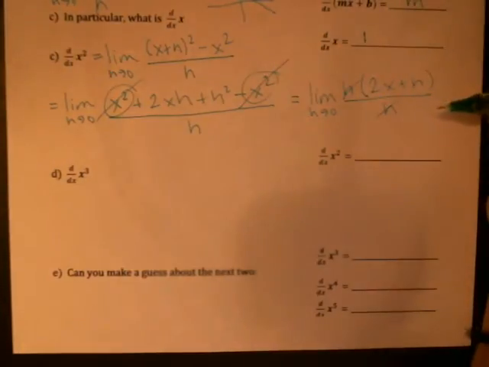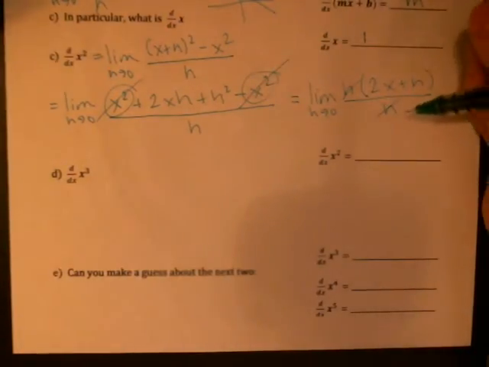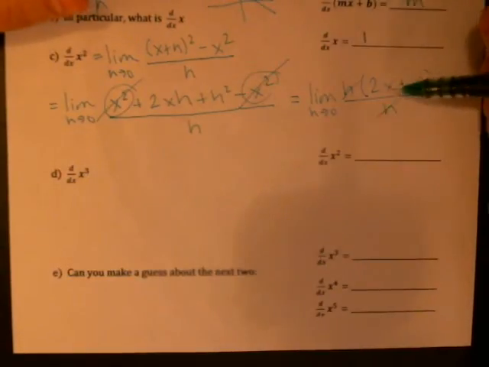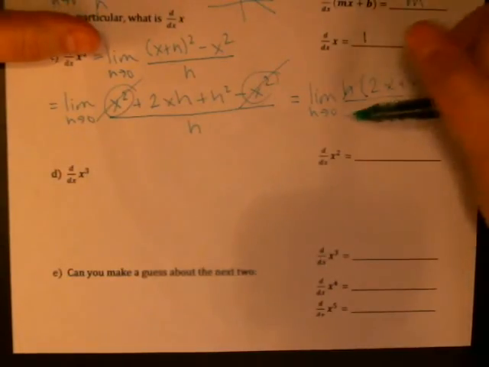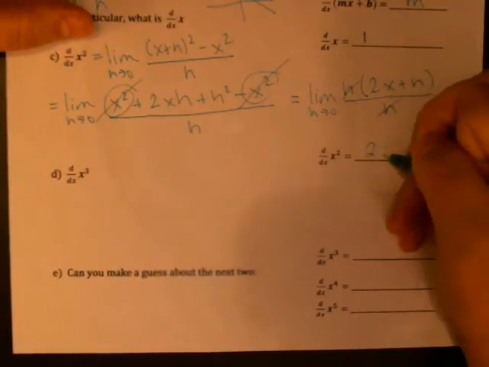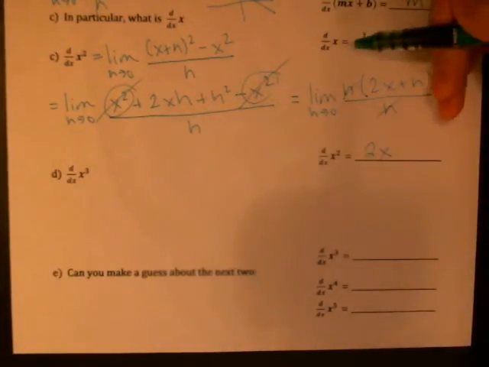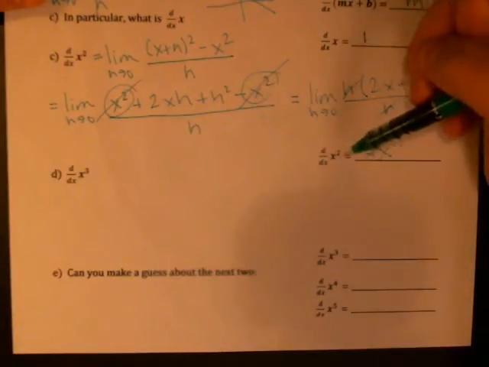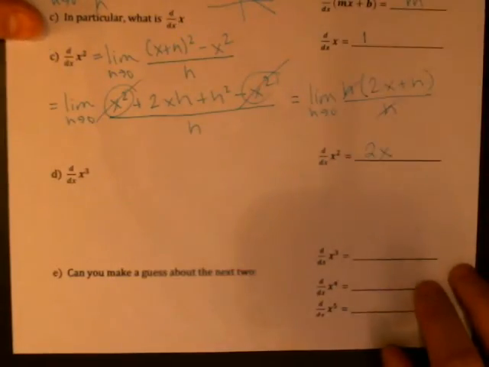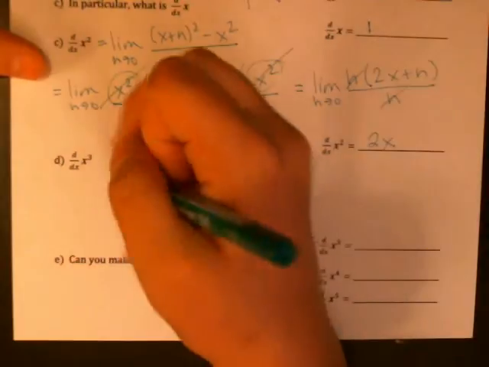And then, yet again, all that we're left with is 2x plus h, and as h goes to 0, we're just going to get 2x for that one. So we've gotten the derivative of x is 1, the derivative of x squared is 2x, and now we want to work on the derivative of x cubed.